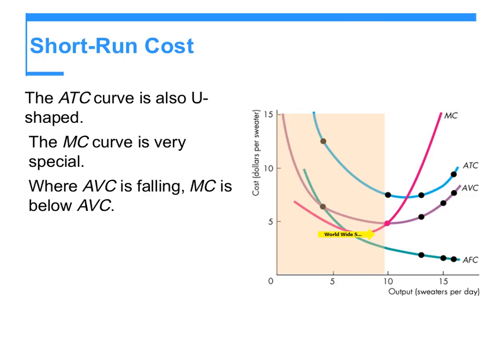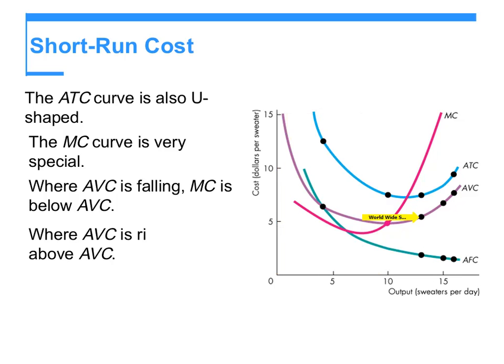So here is nice, you can look at it. Where AVC, or average variable cost, is falling is here. The average variable cost is falling. MC is below AVC. MC, which is this, is below AVC to the point that MC passes AVC, then AVC starts increasing. So where AVC is rising, MC is above AVC. I just told you here.